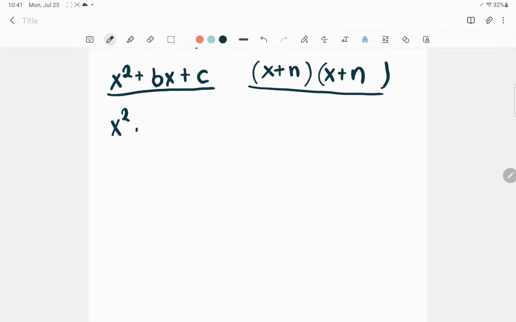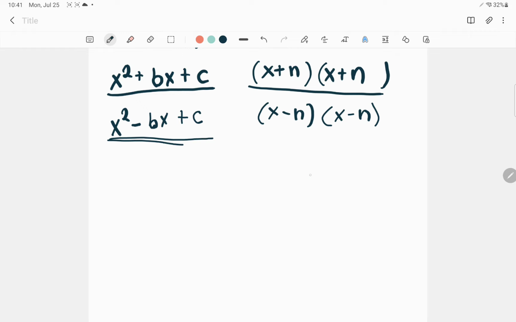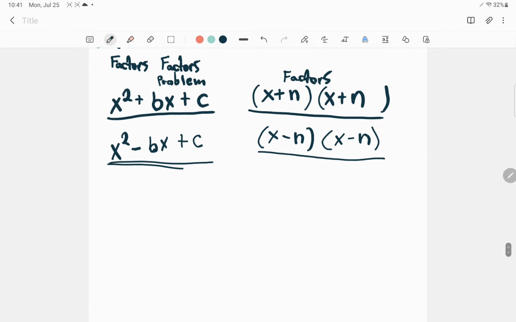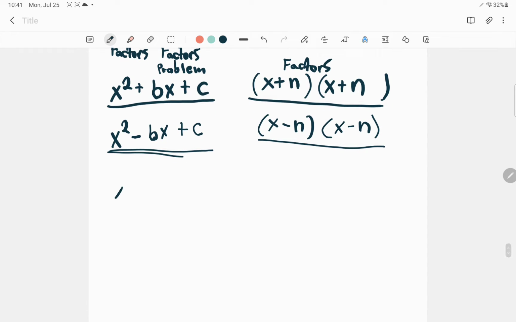Okay, now the second one. Second one is going to be x squared minus bx plus c. The way that your factors are going to look is going to be like this: x minus a number, x minus a number. Okay? So again, if your problem looks like this, then your factors are going to look like this. I'm going to put them right here. Problem, factors. That's going to help us out later on, okay? So this is just to make your lives a lot easier later.